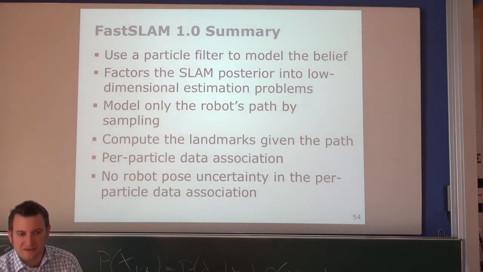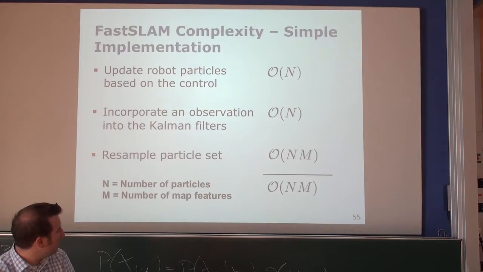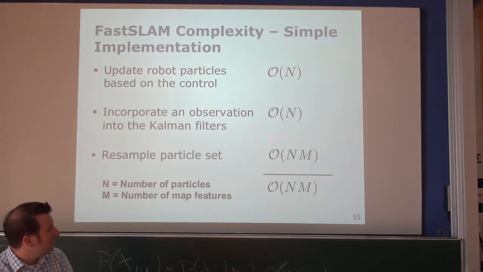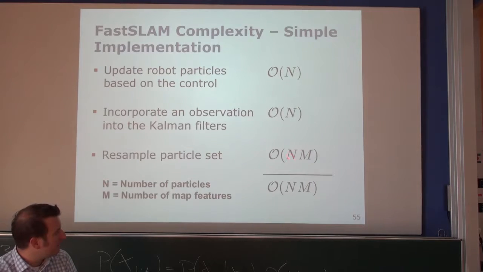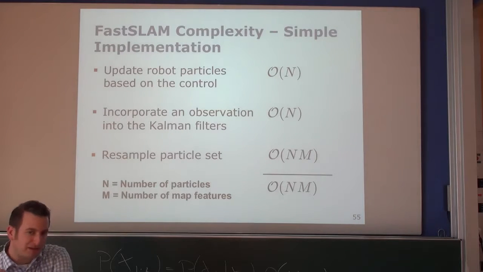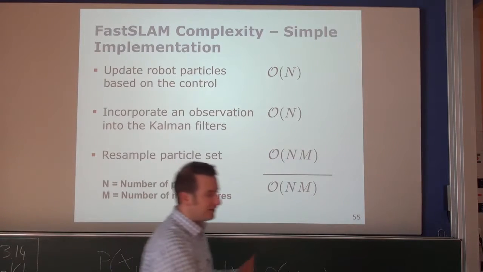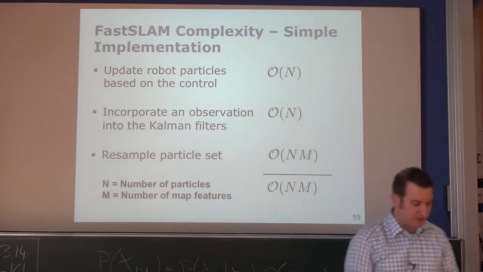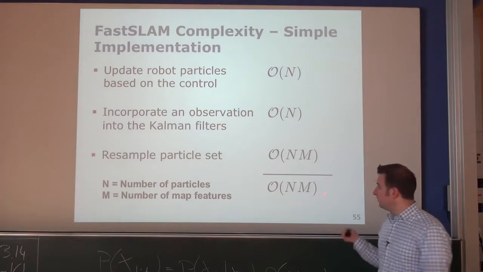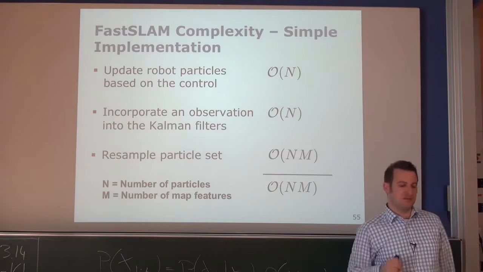So the resampling step turns out to be the computationally most demanding operation in the standard simple particle filter based implementation, because it's the number of particles times the number of landmarks. Maybe all particles have a weight close to 0 and one has a weight close to 1. It's quite likely that this particle will be copied n times, and then I have an n times m computational complexity. So this is the computational complexity for every iteration of a simple implementation of FastSLAM.